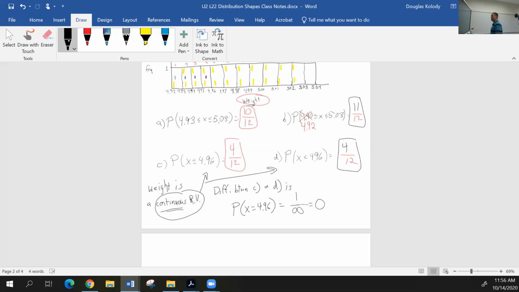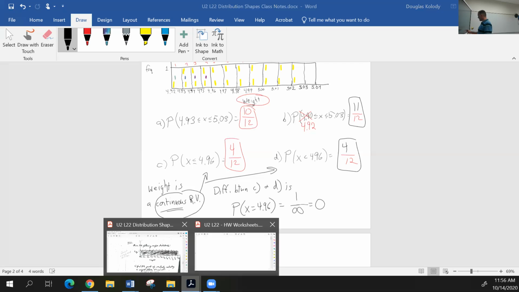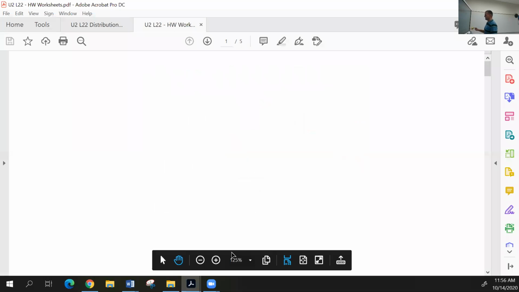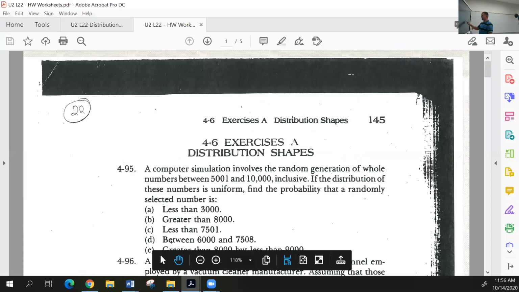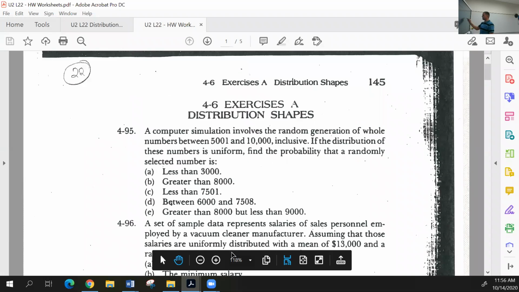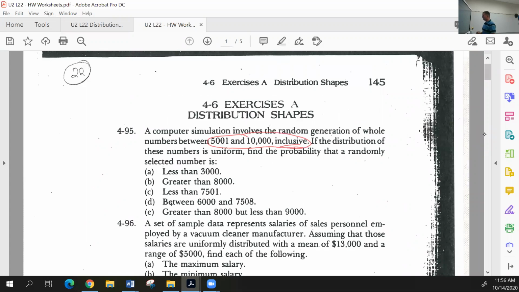So with that said, I am now going to just talk about the homework with you. Keep in mind that this example with uniform distribution and weights deals with a continuous random variable. However, when you are doing your homework tonight, okay, number 95 is a simulation with numbers from 5,001 to 10,000 inclusive. This word inclusive is huge. Inclusive means you include the 5,001 and you include the 10,000.